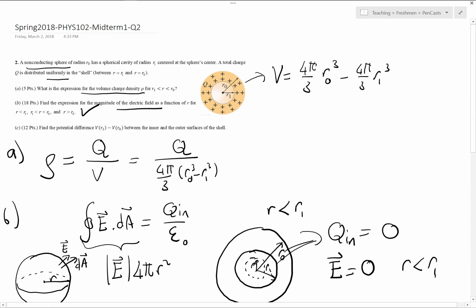How about the potential difference between the inner and outer radii? Well, if I know the electric field, which I've just calculated, I know how to calculate the potential difference, which is going to be V at R0, right? No, it's actually asking the reverse, V at R1 minus V at R0. It's going to be the integral of E dot dl from my initial point to my final point.